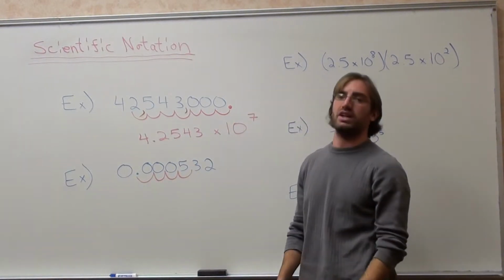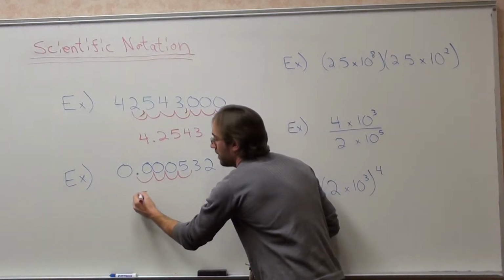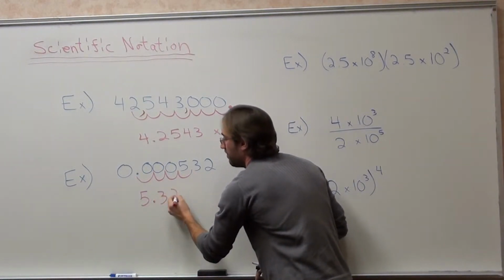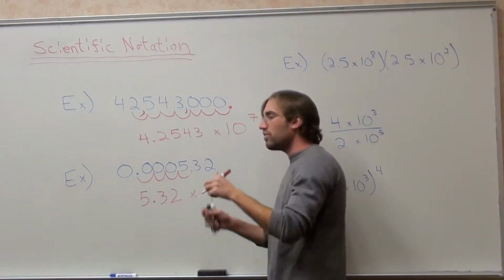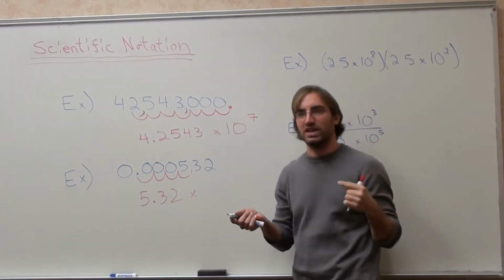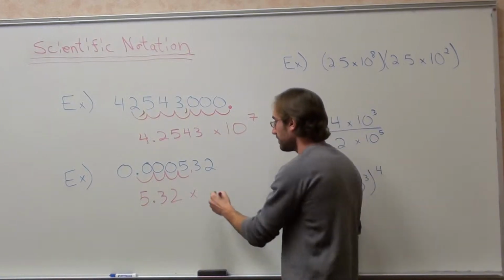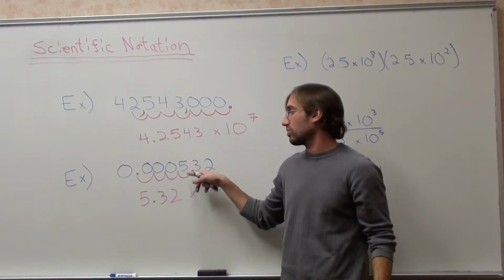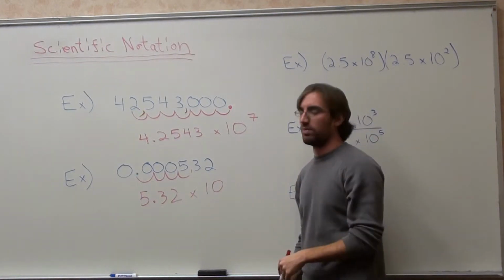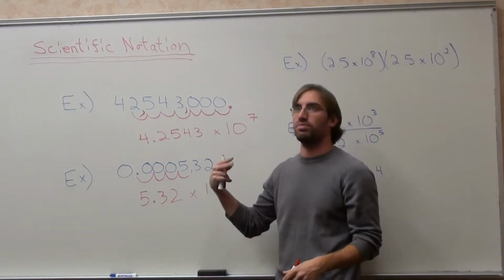Boom! I moved it 4 times. So I'm going to have 5.32, because that's where my new decimal is, times, and since I'm moving a decimal place, it's always in powers of 10. It's based off the metric system. And since I was a poor man and I moved it 1, 2, 3, 4, you better display that you were poor. If you write 4 times, it means that you were pretty rich.